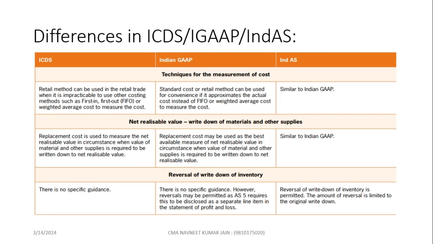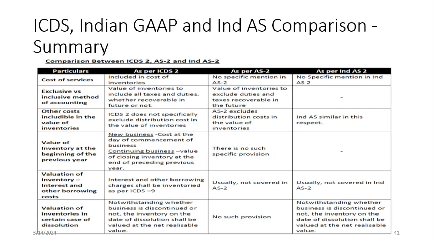Now, the retail method can be used in the retail trade when it is impractical to use a costing method such as FIFO or weighted average. But here, standard cost or the retail method can also be used for convenience. In the ICDS, replacement cost is used to measure the net realizable value in circumstances where the value of material and other supplies is required to be written down to net realizable value. But in the other two methods, replacement cost may be used as the best available measure of net realizable value in such circumstances. Then only the replacement cost method should be followed. Regarding the reversal of written down value, no guidance is given in the ICDS.